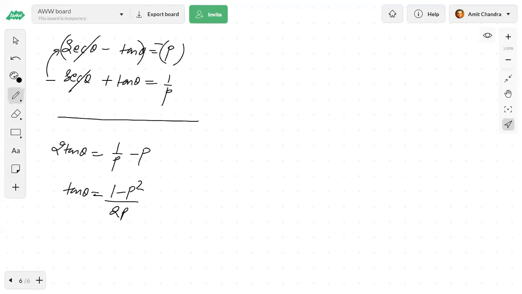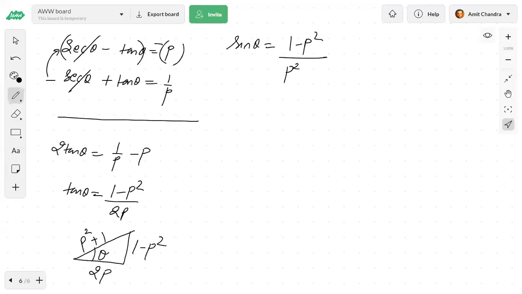Now if I again form the triangle, this is theta, and tan theta is the height upon base. So this is 1 minus P square, and this is 2P. If this is the height and this is the base, I can find the hypotenuse. This value will become P square plus 1, right? So now I can find sine theta. Sine theta is equal to 1 minus P square upon P square plus 1.